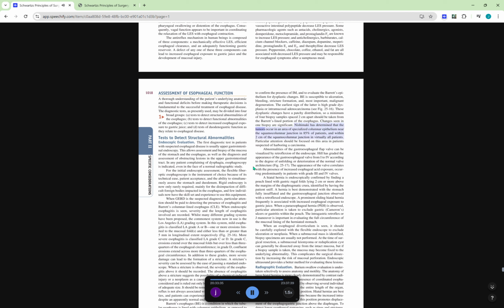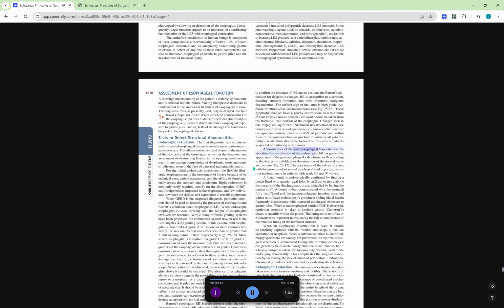Nishimaki has determined that the tumors occur in an area of specialized columnar epithelium near the squamocolumnar junction in 85% of patients, and within 2 centimeters of the squamocolumnar junction in virtually all patients. Particular attention should be focused on this area in patients suspected of harboring a carcinoma.